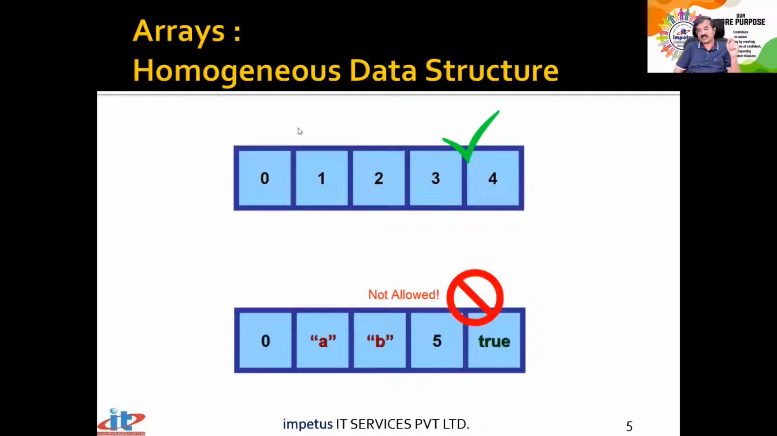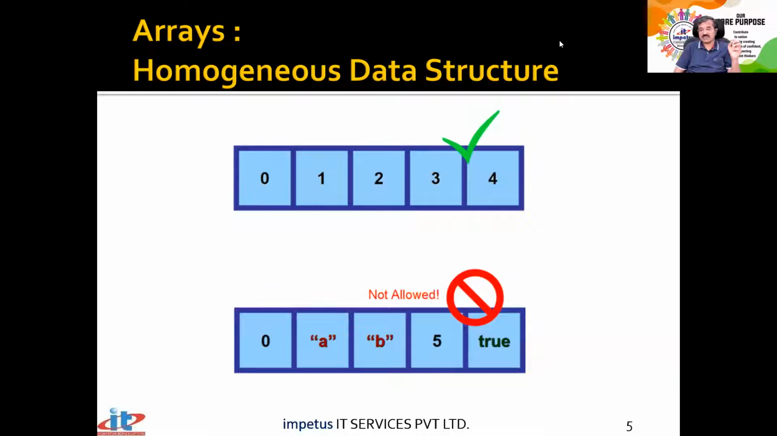An array is a homogeneous collection. What do we mean by homogeneous? Look at the first picture. I have 0, 1, 2, 3, 4. It could have been 0, 10, 20, 19, and 3. The value can be anything, but note, all of them are integers. Whereas over here, I said 0, A, B, 5, true. This is not allowed. Arrays are not heterogeneous collections.